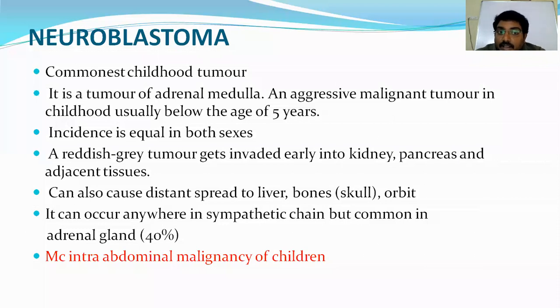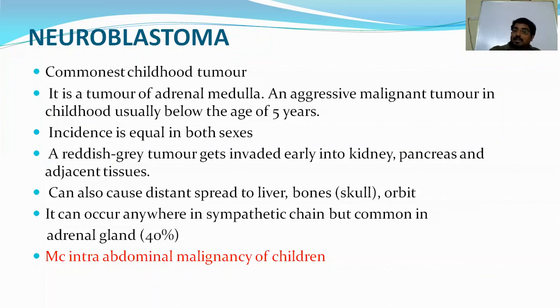Neuroblastoma in the orbit gives the raccoon sign. It can occur anywhere in the sympathetic chain, but is common in the adrenal gland. The most common intra-abdominal malignancy in children is neuroblastoma. This is also a PG entrance bit. It occurs below 5 years.